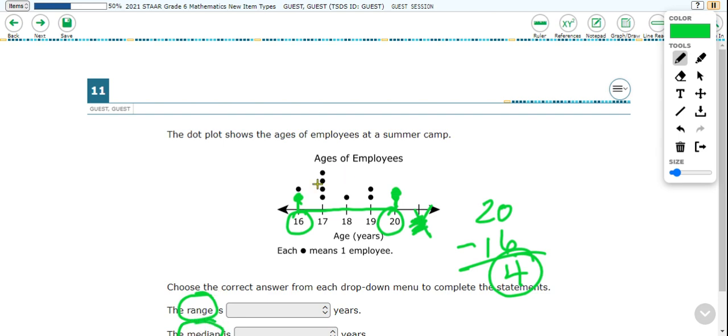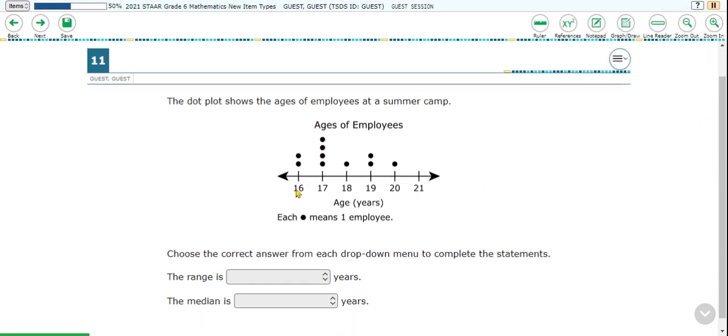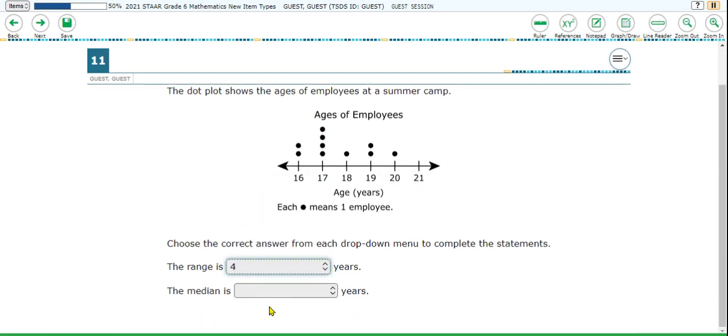And then the median: left, right, left, right, left, right, left, right, middle. The median is 17. So the range is 4. The median is 17.